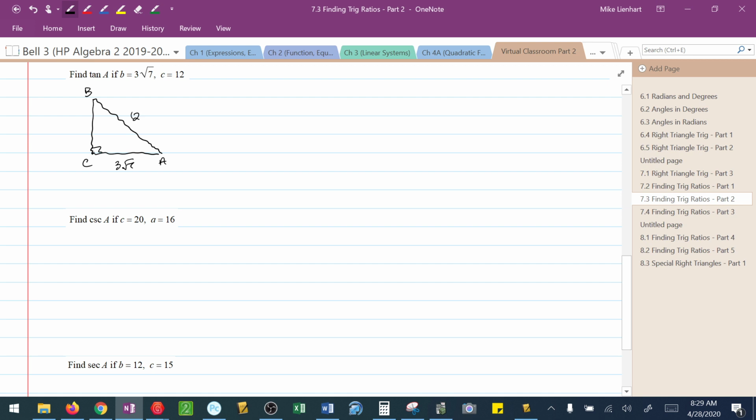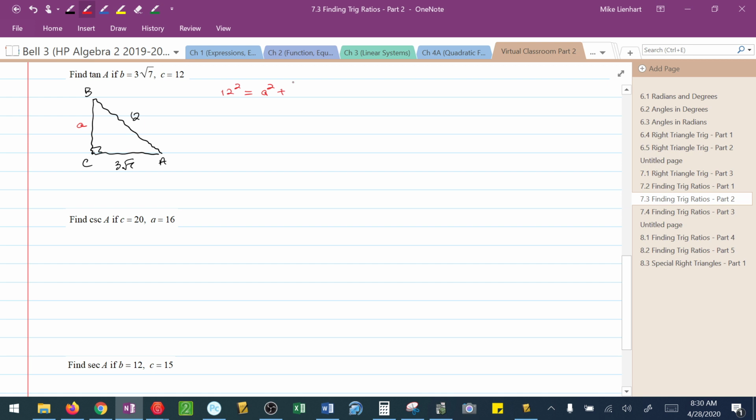Now, in order to find the tangent of A, I need to know this opposite side. Tangent is opposite over adjacent. So I'm going to use Pythagorean theorem here to find side A in this case, which would be 12 squared is equal to A squared plus 3 radical 7 squared.